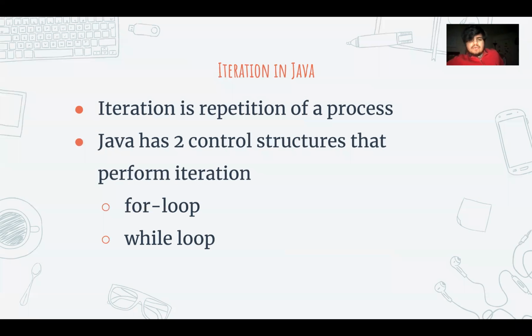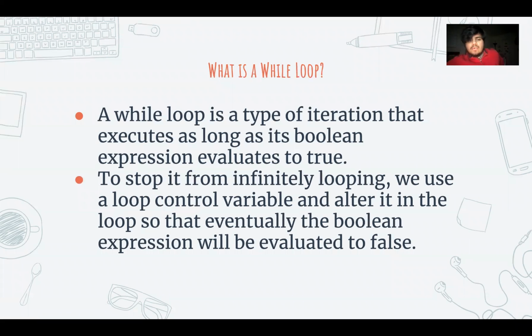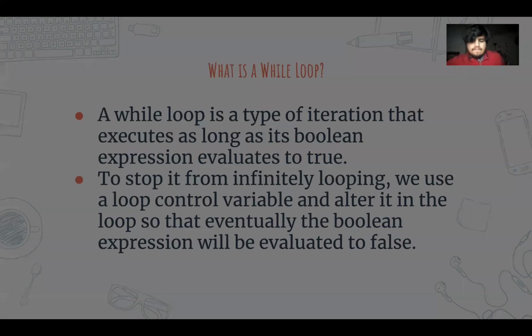So it's basically an iteration. What is an iteration? An iteration is a repetition of a process. And we're going to be learning about the while loop and for loop. So a while loop is a type of iteration that executes as long as the Boolean expression evaluates to true. So think of it like an if statement, but the if statement keeps executing, executing, and executing until the Boolean expression that controls it is false, right? So if it's true, it's going to keep on going.